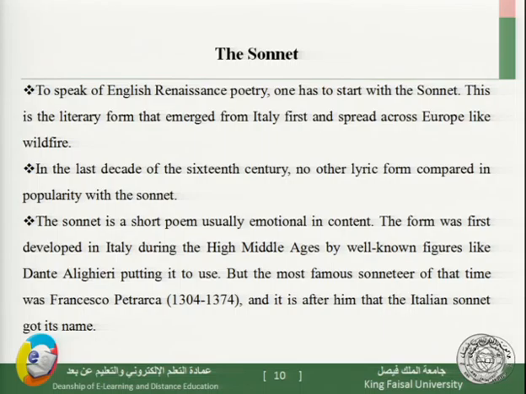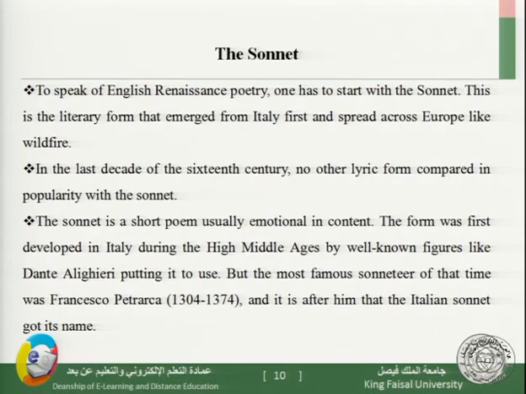So let's talk a little bit about the sonnet and the characteristics of the sonnet. To speak about English Renaissance poetry, one has to start with the sonnet. This is the literary form that emerged from Italy first and spread across Europe like wildfire. In the last decade of the 16th century, no other lyric, no other poetic form compared in popularity with the sonnet. It's short, as we will see, and easier to understand.